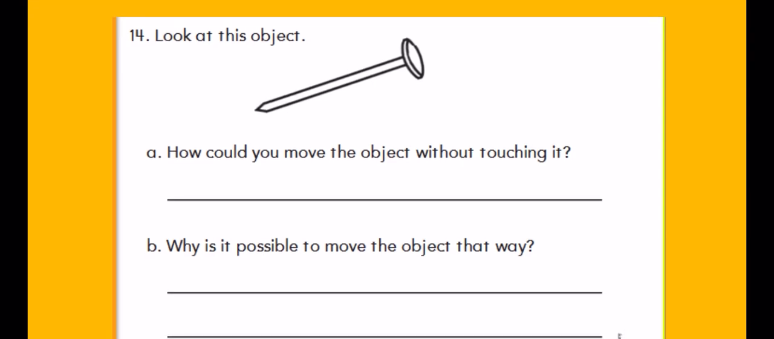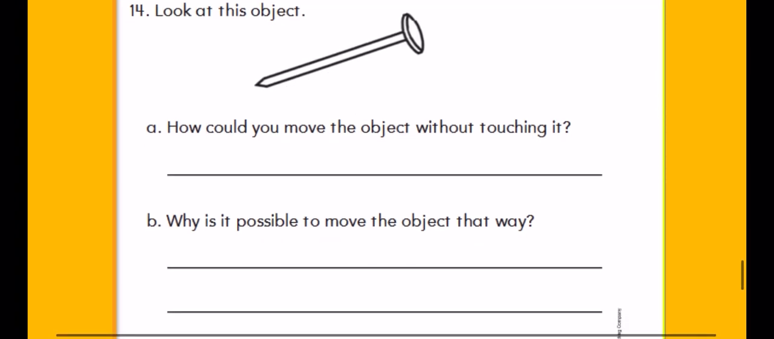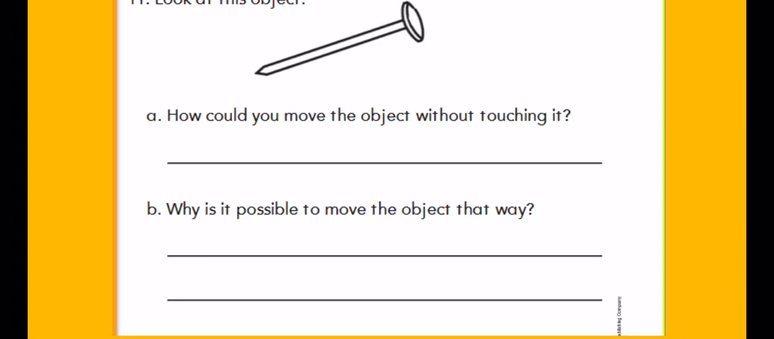Okay. Now, look at this object. How could you move the object without touching it? Are you going to use magic? This is a nail made of steel or iron. How could you move this object without touching it? What do you think? Maybe you'll apply some magic? Why is it possible to move the object that way? Can you explain to me how you could move that object without touching it?